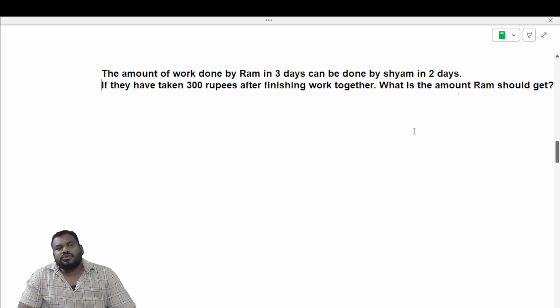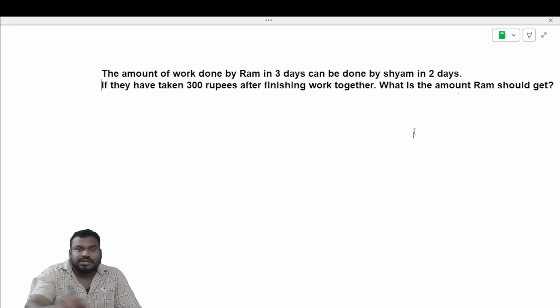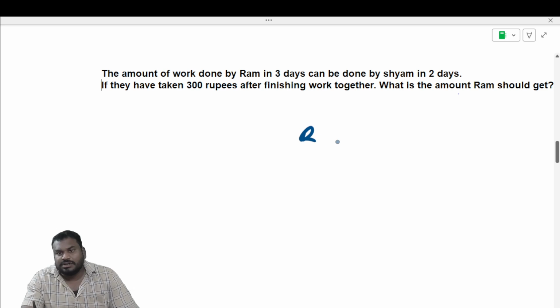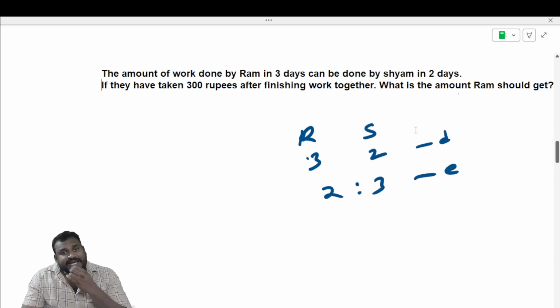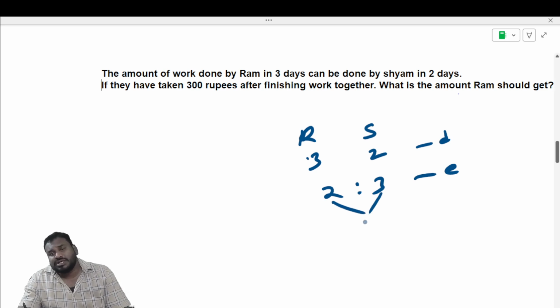Okay, here the amount of work done by Ram in 3 days can be done by Sham in 2 days. 3 days, 2 days, these are the days. Then efficiency is 2:3. If they have taken 300 rupees after finishing work together, it means 5 units of capacity is worked. For how many days? Not given.